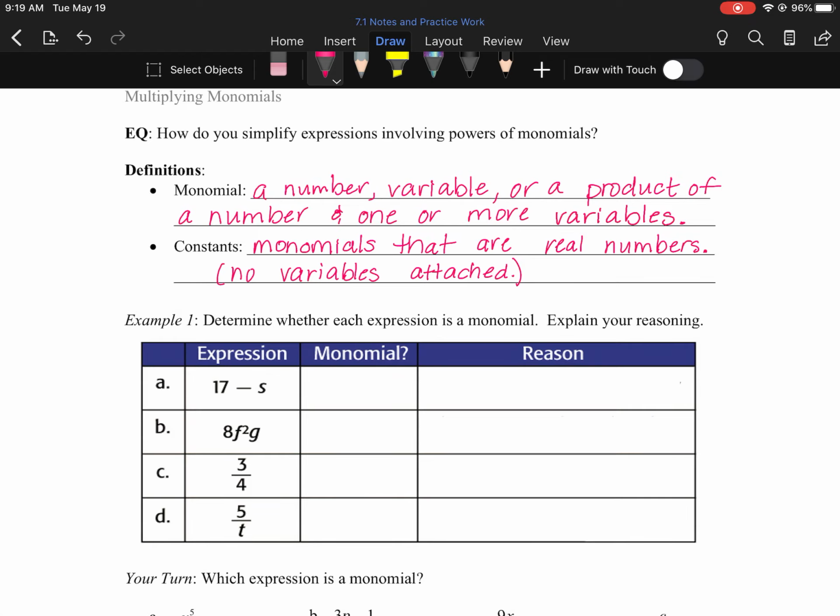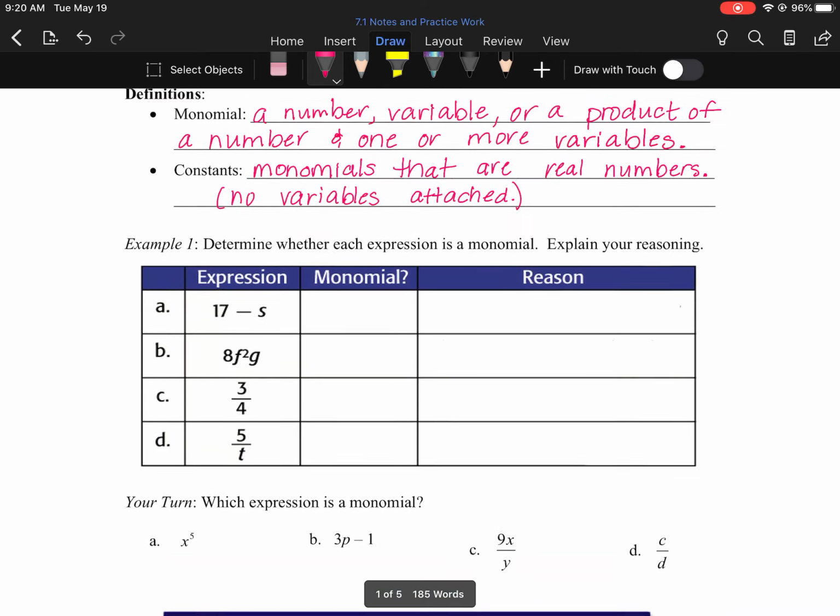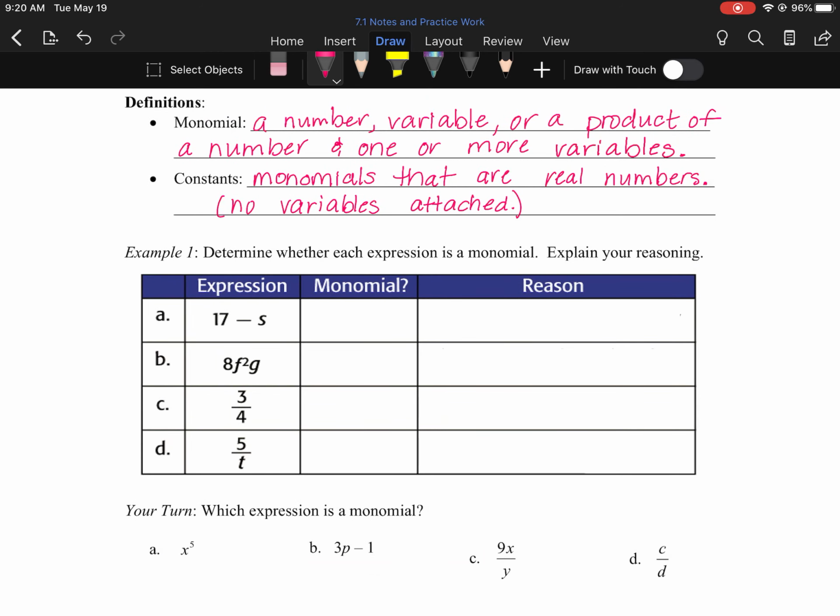So our first example, this is what we're going to do. We're going to try to classify each of them, so determine whether each expression is a monomial, and then we have to explain our reasoning. So for A, it says 17 minus S. Well, if we look back at the definition of a monomial, it's a number, variable, or product. So don't forget, product means multiplication. Right, so is 17 minus S, is that multiplying? Nope, that is subtracting, so this is not a monomial, so no. And for the reason, I'm going to put just it involves subtraction. Okay, because it is not allowed to involve subtraction.